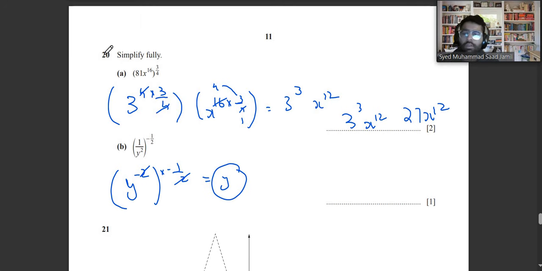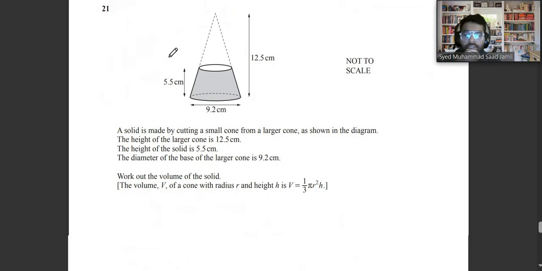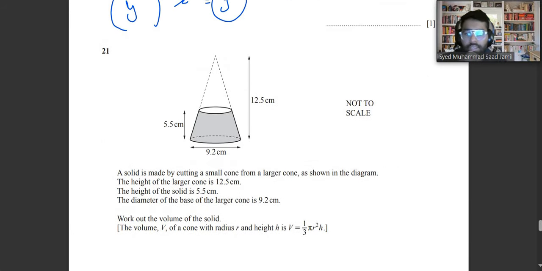Moving on to the next question, it says a solid is made by cutting a small cone from a larger cone as shown in the diagram. The height of the larger cone is 12.5, the height of the solid is 5.5, and the diameter of the larger cone is 9.2. Work out the volume of the solid. In this question, first of all, what you will do is, because we want to work out the volume of the solid.